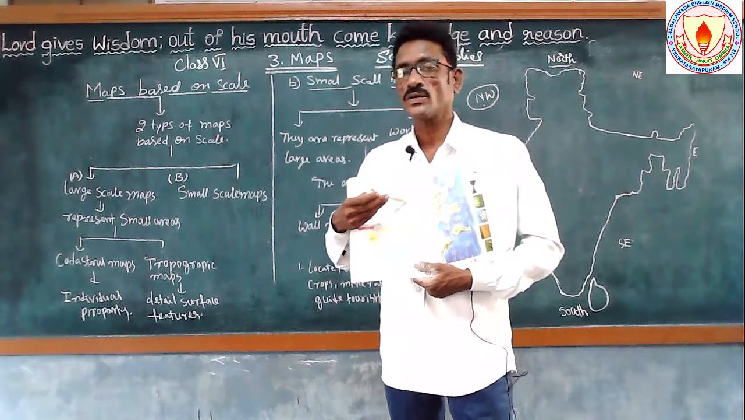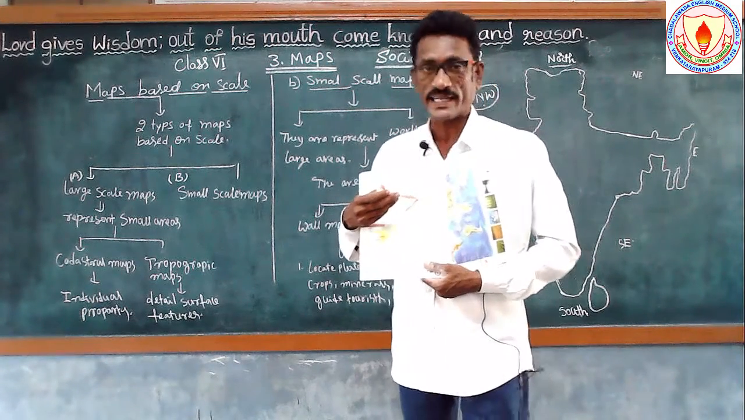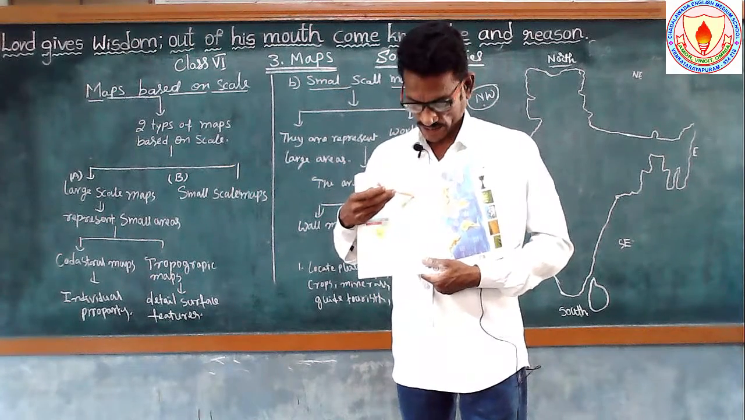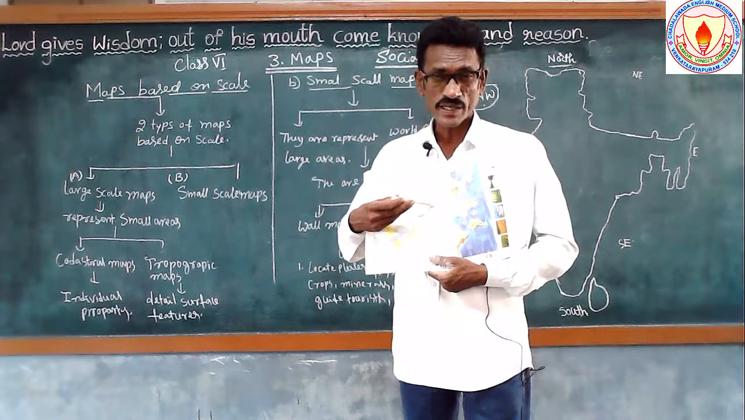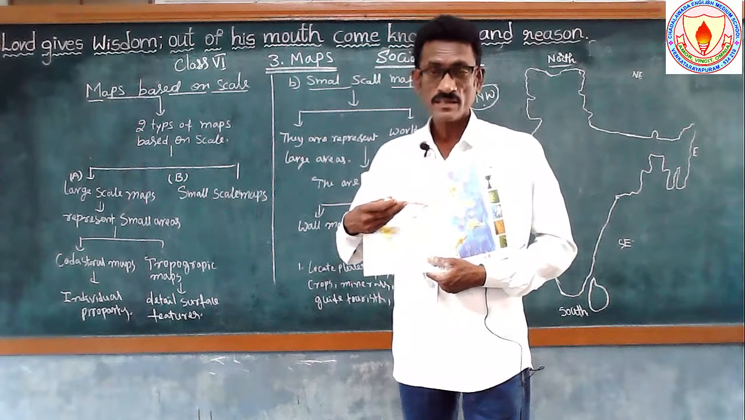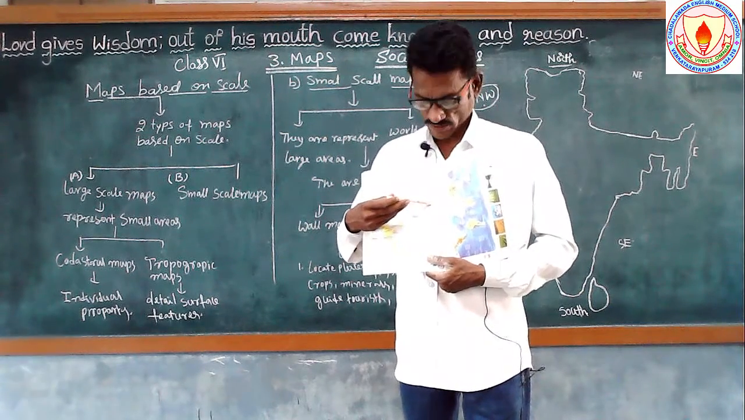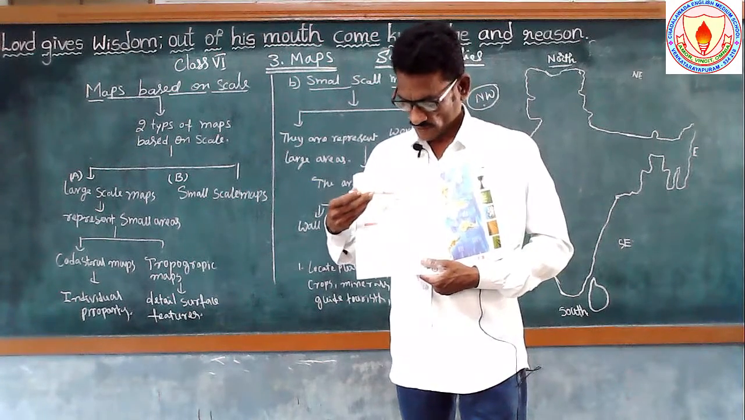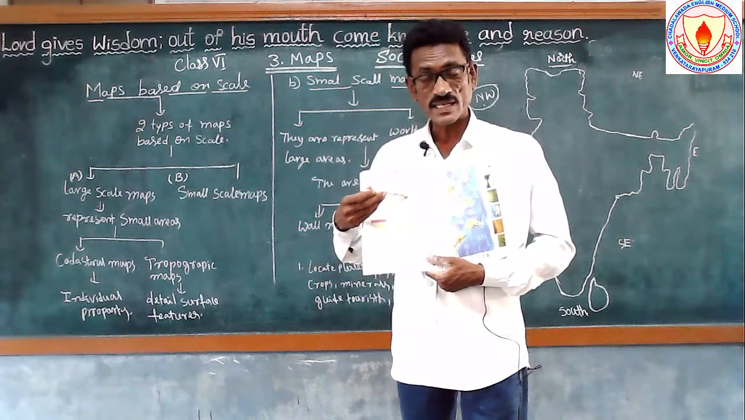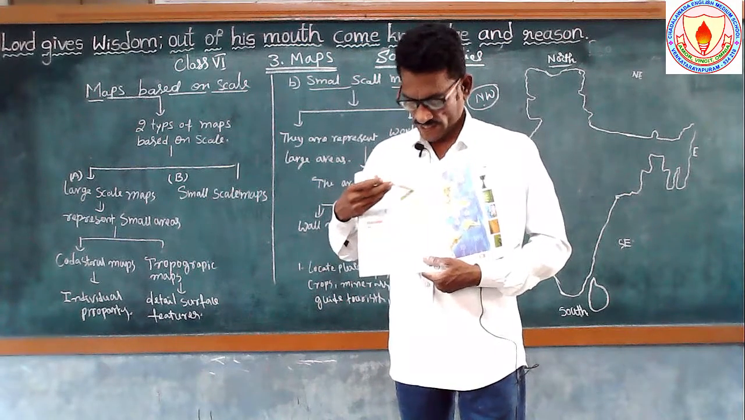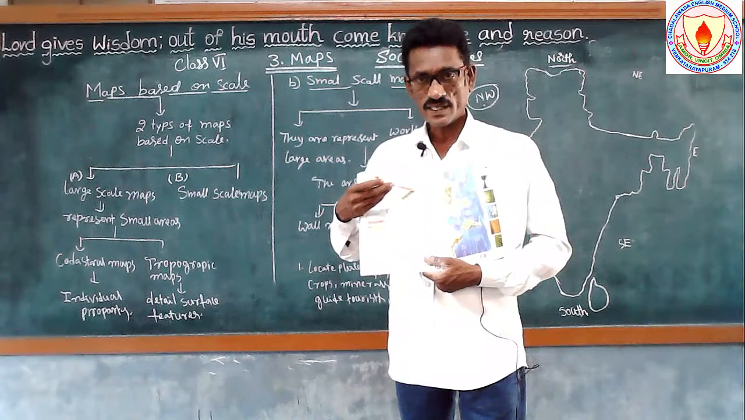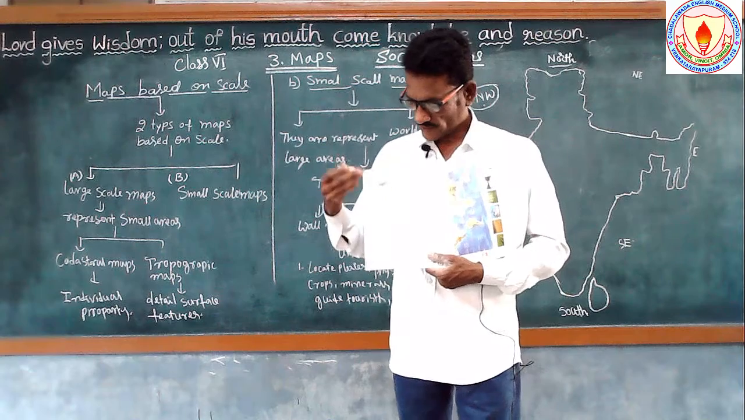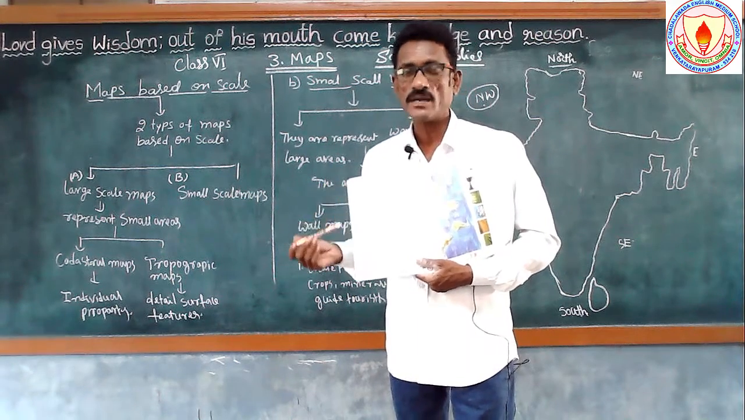So India also we know very well. India is a subcontinent, located in the southern part of the Asia continent. This is the smallest continent, Australia. Second smallest continent, Europe. Africa is the second biggest continent, and the biggest continent is Asia. Next, North America and South America. So these are the main land masses.